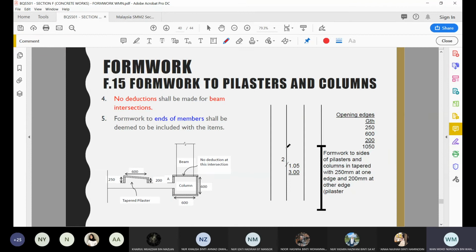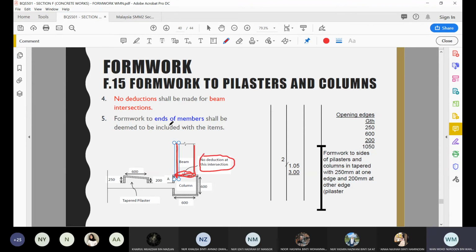Number 4, no deduction shall be made for beam intersection. Macam case tadi juga. Okay, beam intersection kita tak perlu buat any kind of deduction. Mana beam intersection tu kita ada column, kat sini datang beam kat sebelah dia. So kawasan tepi ni ada intersection kan, kawasan bertindih ni. So no deduction at this intersection.